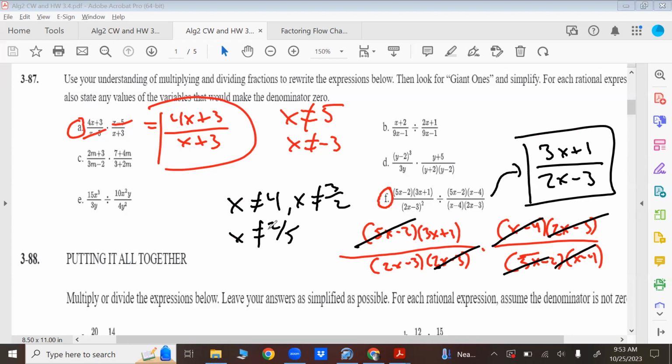Beginning and middle, doesn't matter. Any moment where the denominator would be 0, you have to exclude it. Like for sure, 3/2 and 4. And after I flip it, also 2/5 has to be excluded. So, all right, once you guys try B, C, D, E, I'll give you about 5 minutes to do that. Then we'll look at 88 together. Then you guys do the homework quiz.